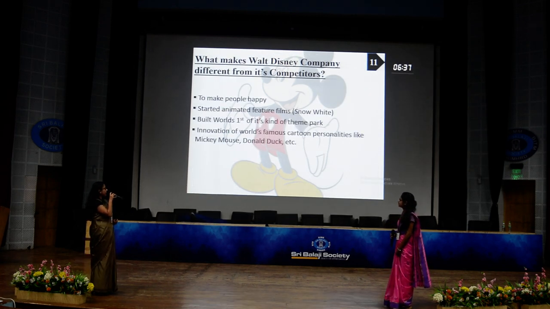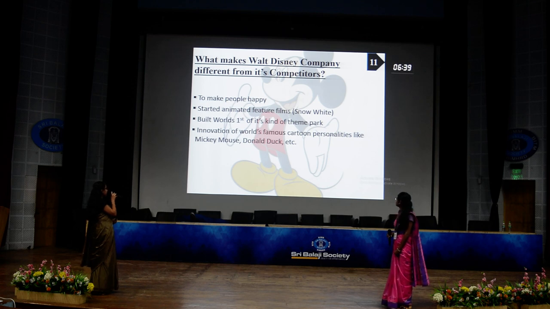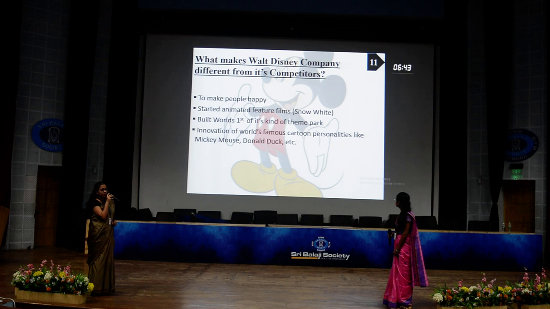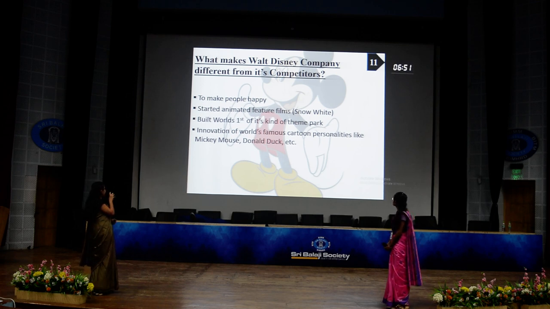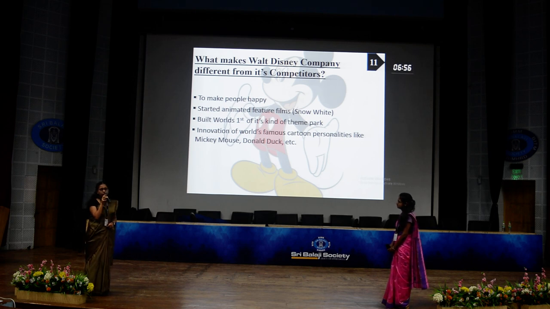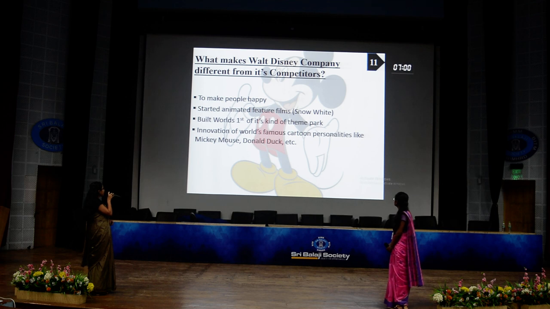So, what makes the Walt Disney Company different from its competitors? Its mission is to make people happy. It started the animated feature film named Snow White. The Walt Disney Company built the world's first theme park of its kind, known as Disneyland. It created world-famous cartoon personalities like Mickey Mouse, Donald Duck, etc.